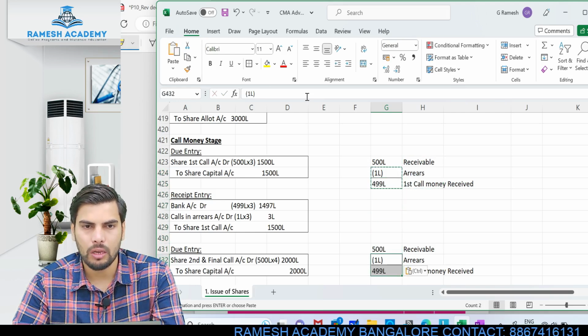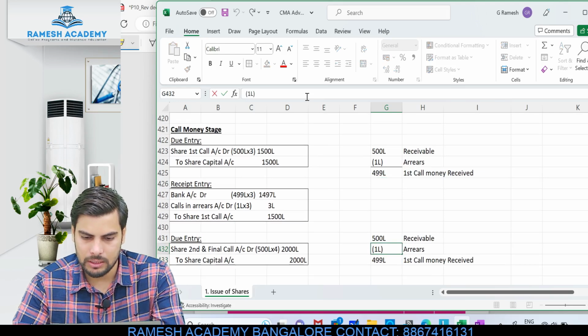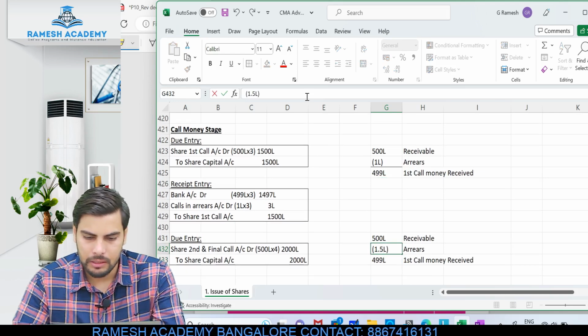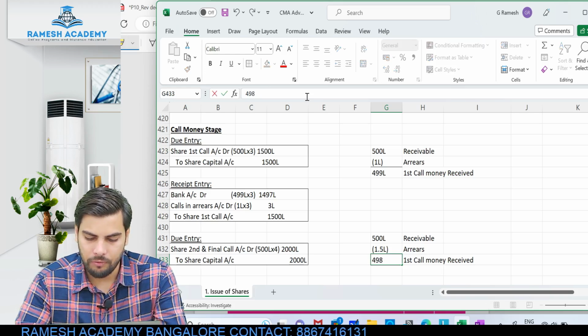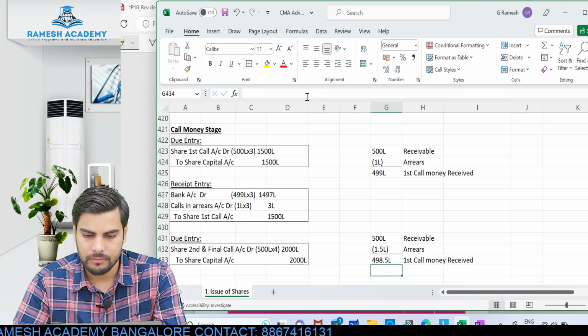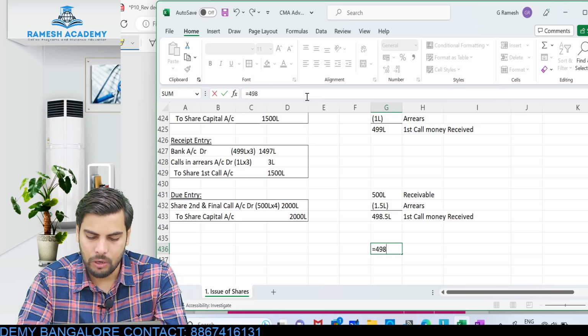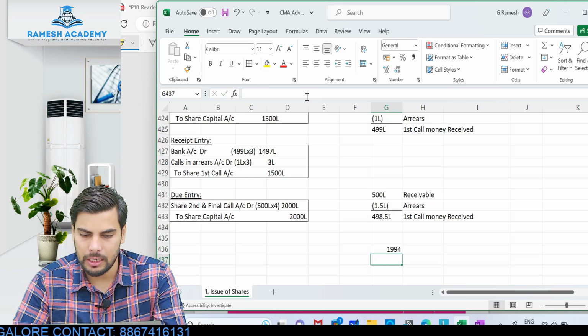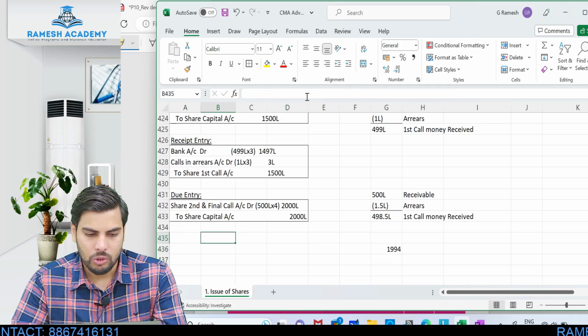Okay, so the number of shareholders who defaulted at the time of second and final call is how much? It is 1.5 lakh. Okay, to the extent of 1.5 lakh, they did not pay. So they would have paid to the extent of 498.5 lakh. Clear? So to the extent of 498.5 lakh, they would have paid 4 rupees each. Okay, because second and final call money is 4 rupees each. Is this clear?